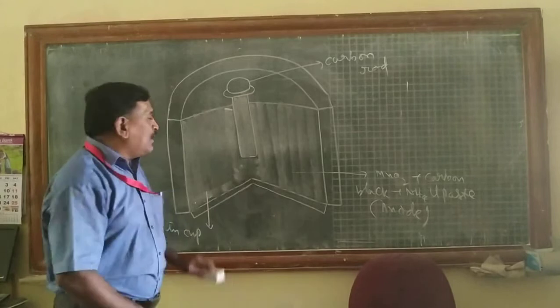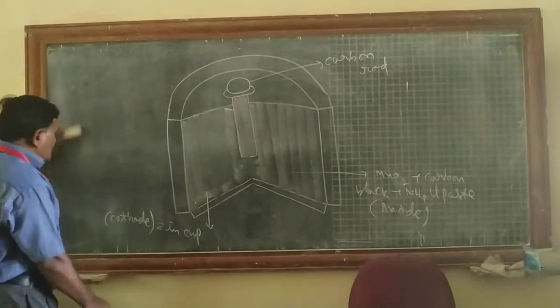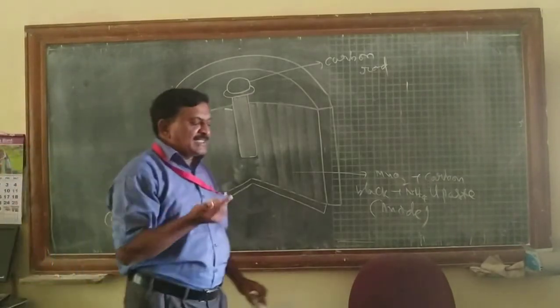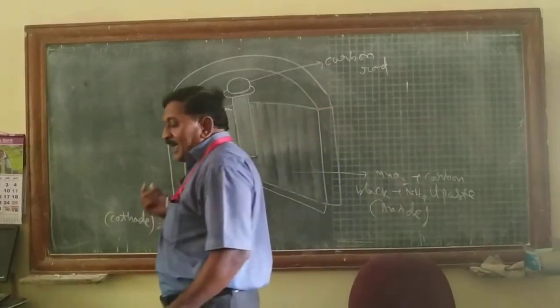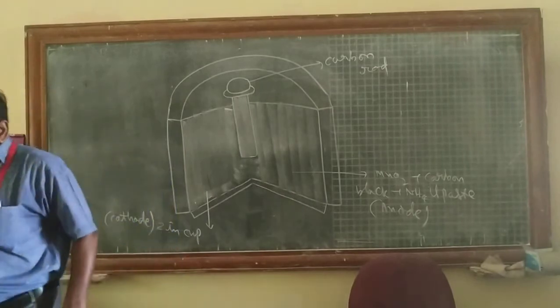These primary cells are used as Lipo cells or Everyday cells, or the batteries for radios. In the olden days, they used 6 cells, 4 cells or 8 cells, the batteries.